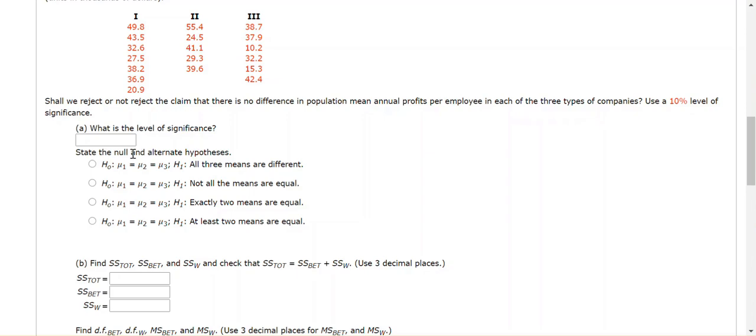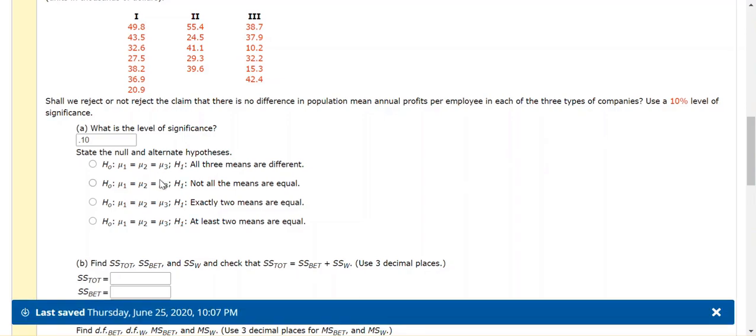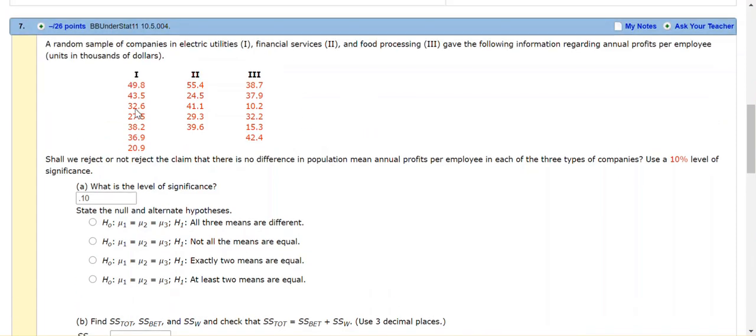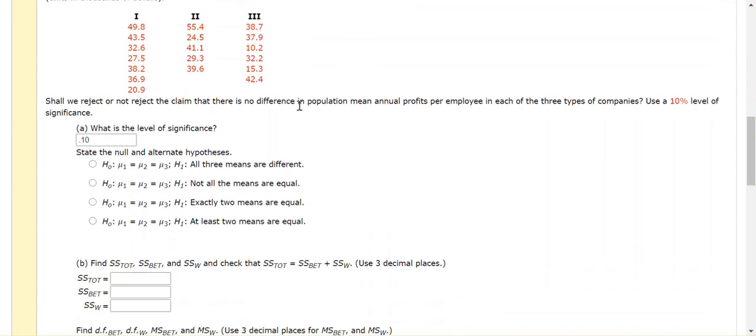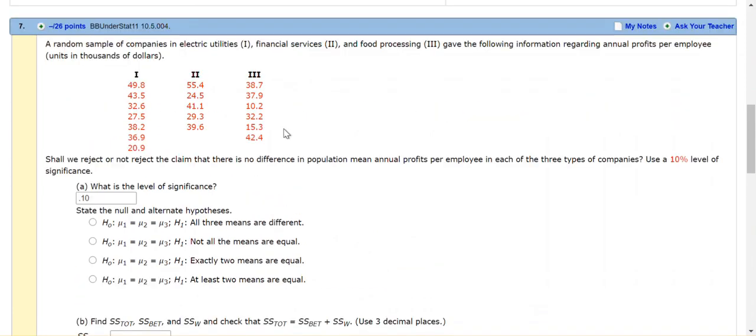We're supposed to use a 10% level of significance. So part A, what is the level of significance, would be 0.10, because that's the 10%. Then state the null and alternative hypothesis. The null hypothesis is that the 3 means are equal, and the alternative is that at least one of them is not equal.